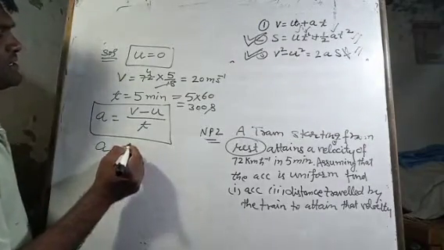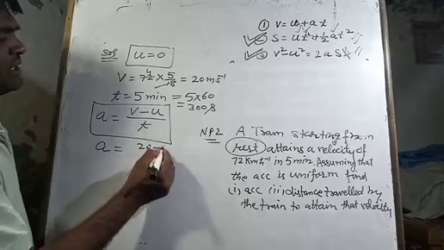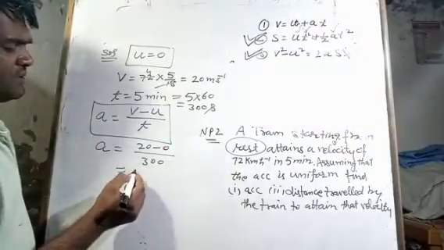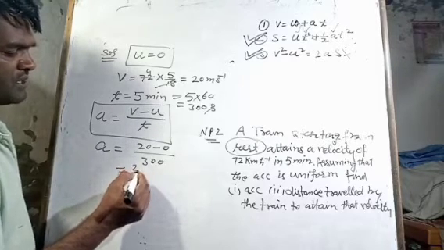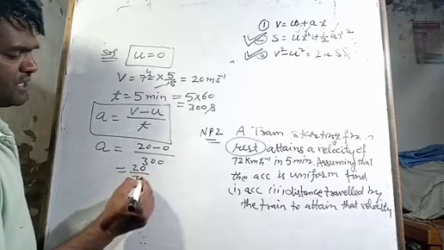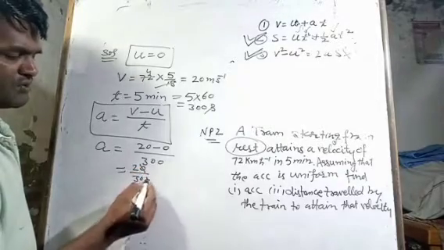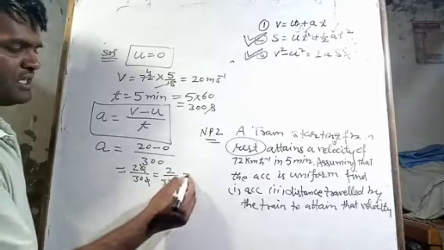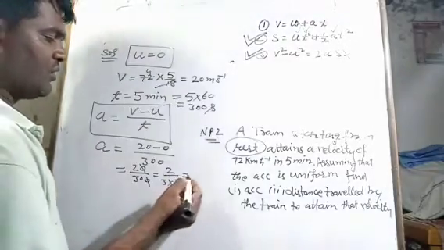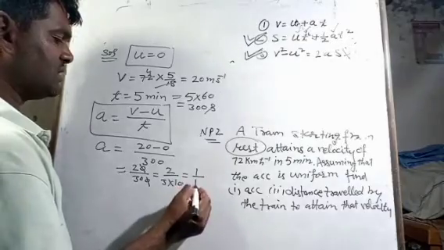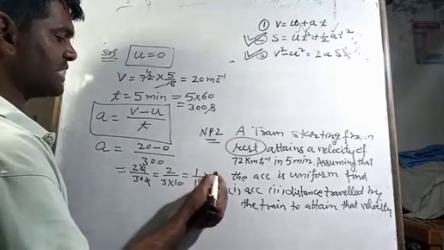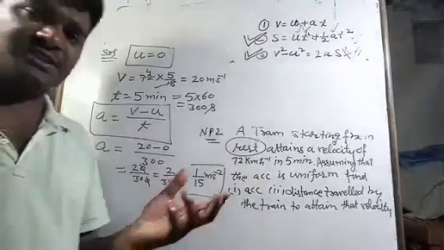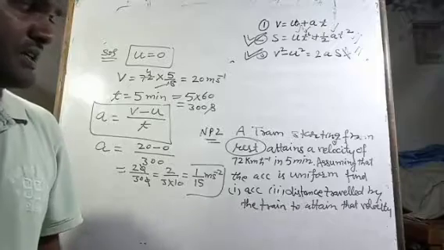Final velocity was equal to 20 meter per second. Initial was 0. Time was 300. It will come to be 20 by 300. 10 will cancel out with this one. It can be further written as 2 by 3, or you can simply write this as 1 by 15 meter per second square. This will be the acceleration, the uniform acceleration attained by the train.